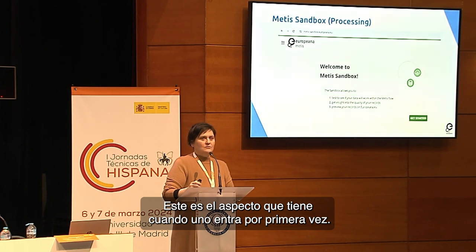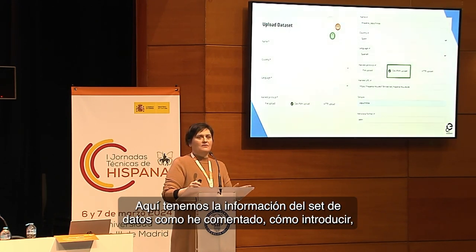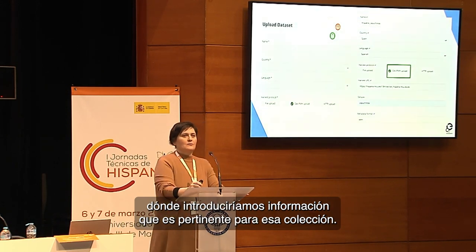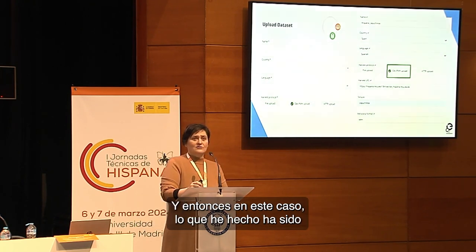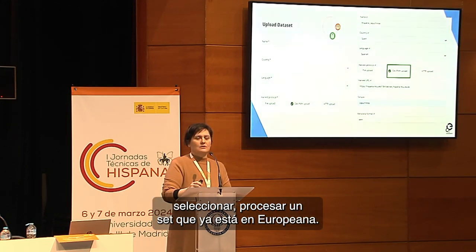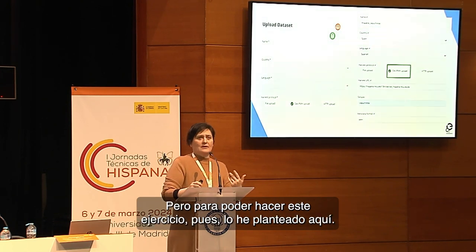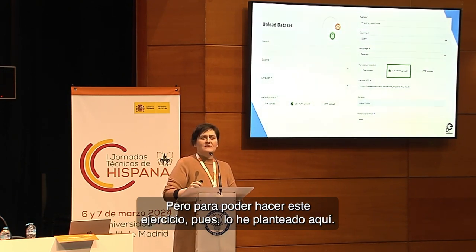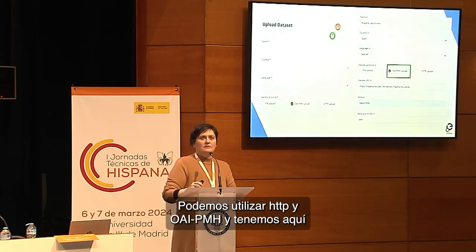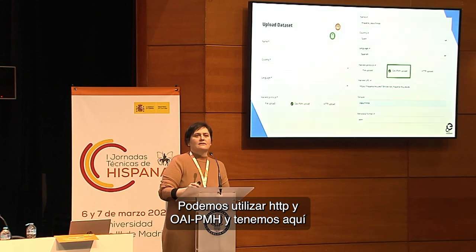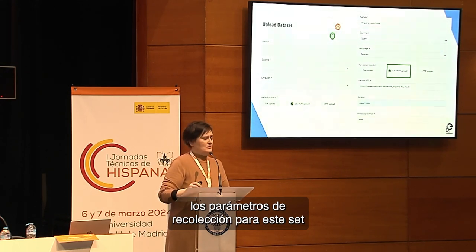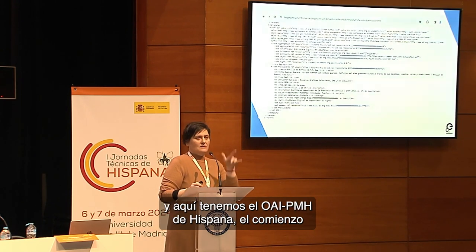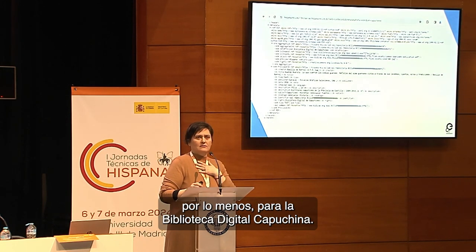This is how it looks when you access it the first time. And we have here dataset information, as I said, where you add information relevant to your collection. In this case, I chose to process a set that is already in Europeana, but for these purposes, I also have it here. You can choose between HTTP and OAI, and I've added there the Hispana harvesting parameters for this set. This is the OAI-PMH of Hispana, the starting of it for Capuchin Digital Library.